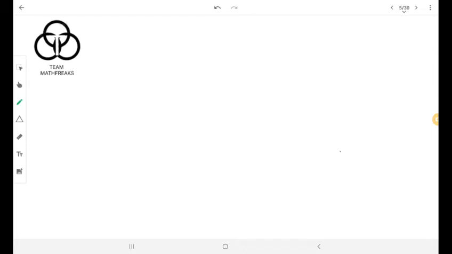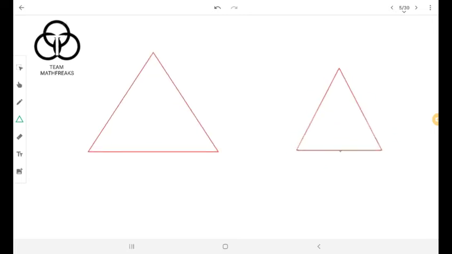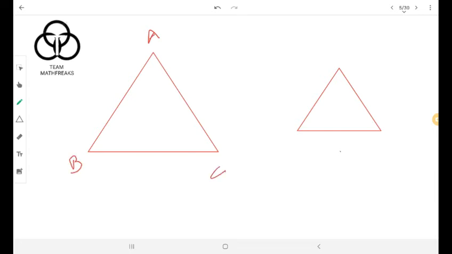Basic properties of two similar triangles, that I think most of us know. These are two similar triangles. Let's consider two similar triangles. This is triangle ABC. This is PQR. Two similar triangles.